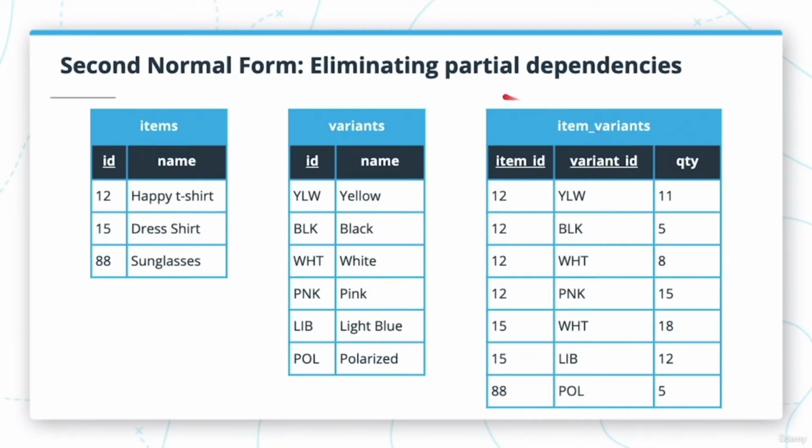And since a partial dependency can only happen when a column depends on a part of the primary key, we can be sure that there are no partial dependencies in the 2 new tables that we created because their primary key is composed of a single and unique column. This means that there is no way that the rest of the data can depend on a part of that primary key because it only contains 1 column. And that's it. Just by virtue of doing that, we have achieved second normal form.